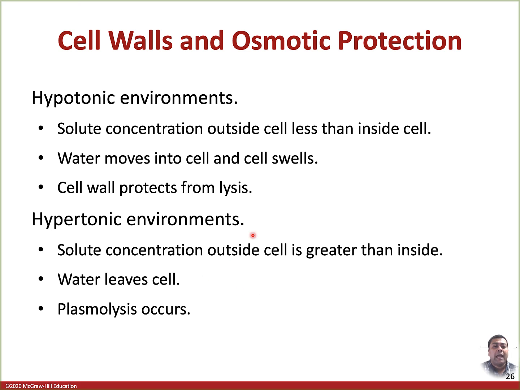On the other hand, if a bacterium is put in a hypertonic environment, the solute concentration outside the cell is greater than inside. That means outside there is less water, inside there is more water. Water will leave the cell, and the cell will undergo the process called plasmolysis. That means the cytoplasm will shrink. It will not necessarily kill the cell, but it will shrink, dehydrate, and the cell may go into a kind of dormant state.